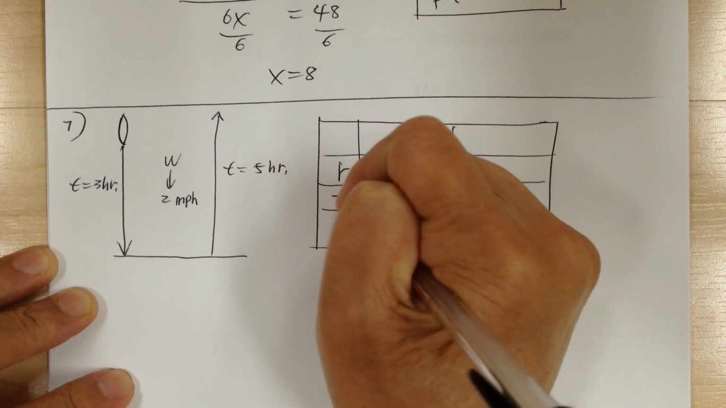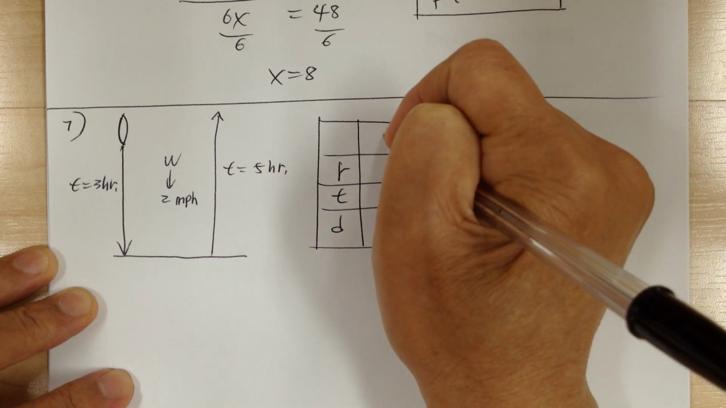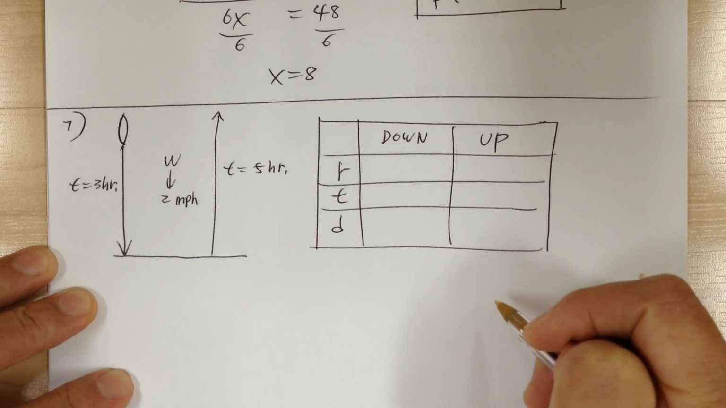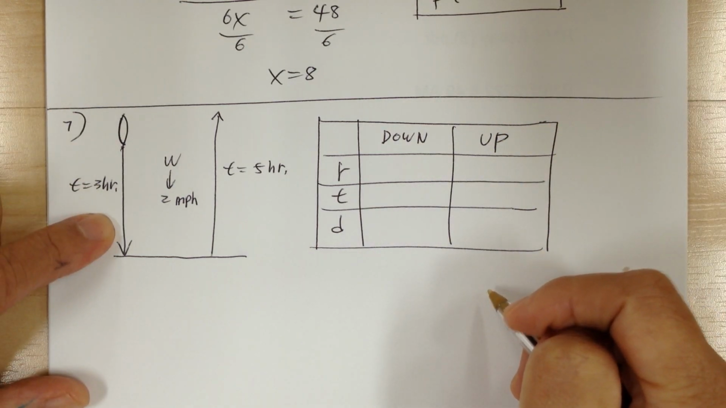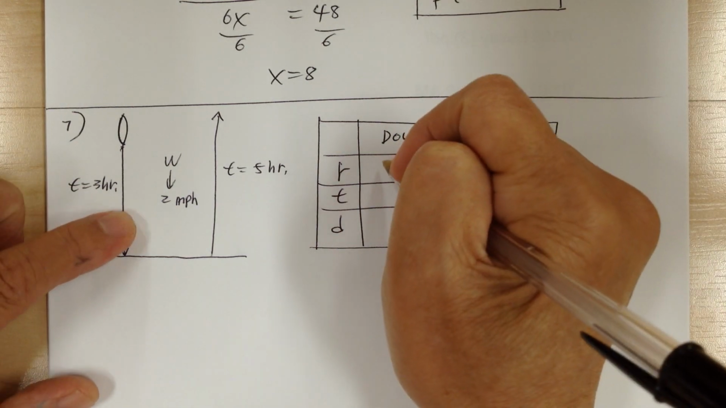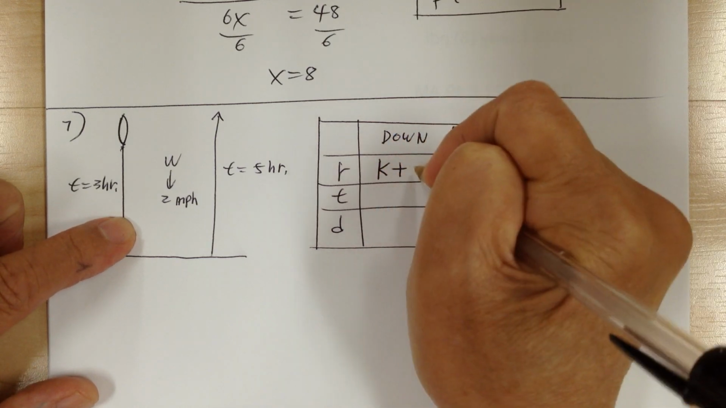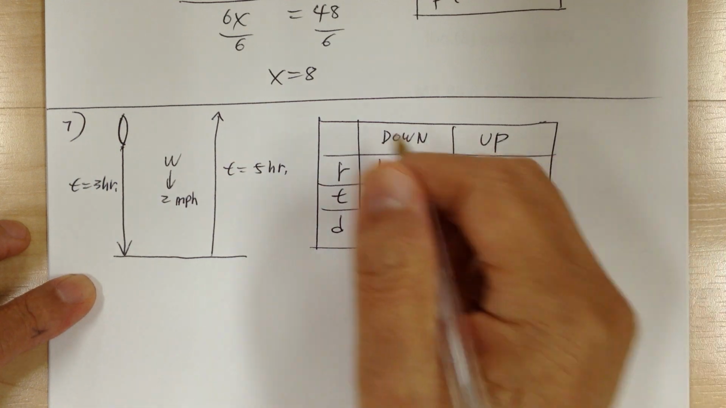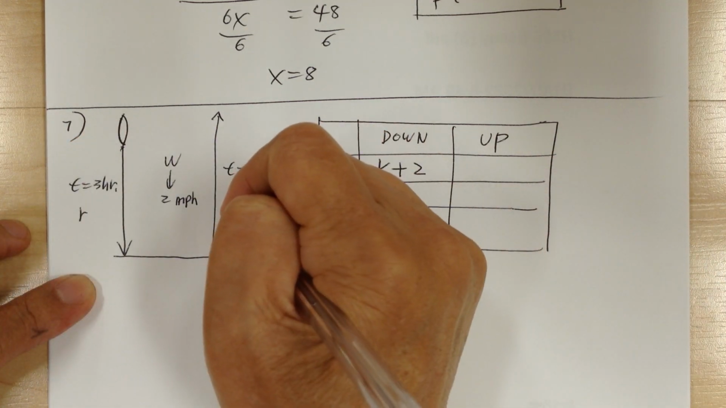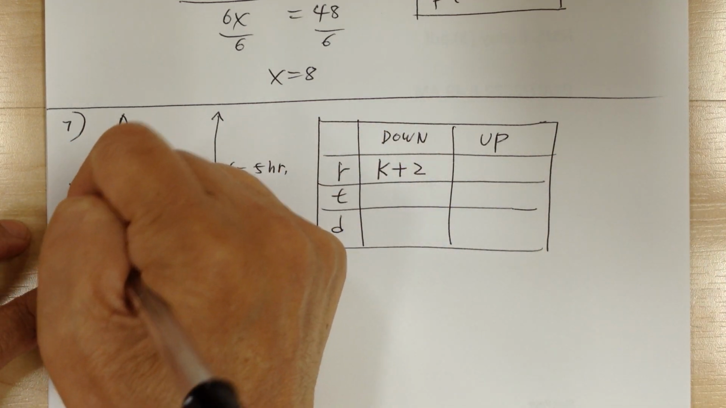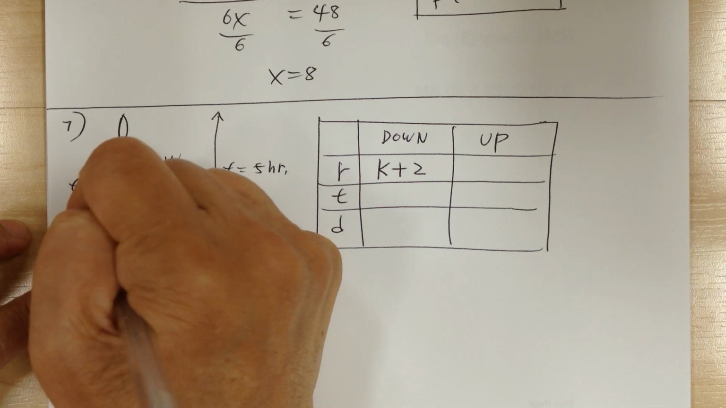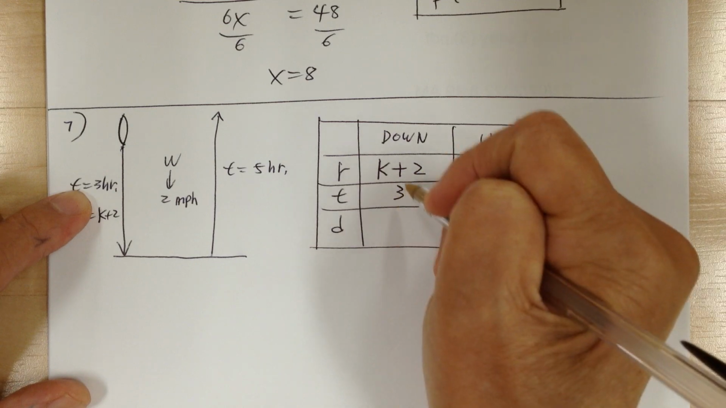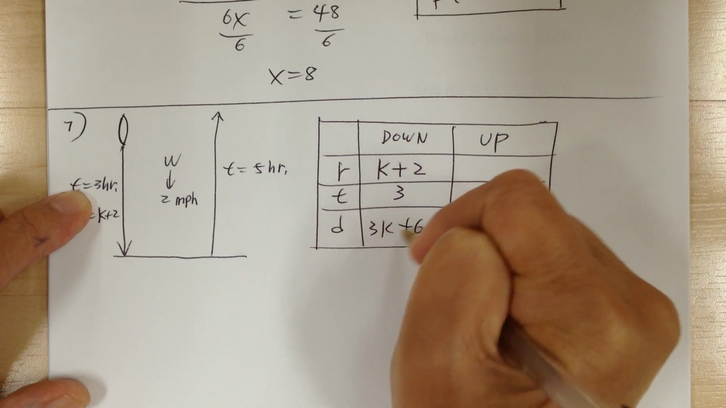So this is rate times time equals distance. This is downstream, and this is upstream. When you're going downstream, the speed would be the kayak plus the water. So the kayak is going down. This is R, so R will equal the kayak plus 2. And the time is 3 hours, so this would be 3K plus 6.